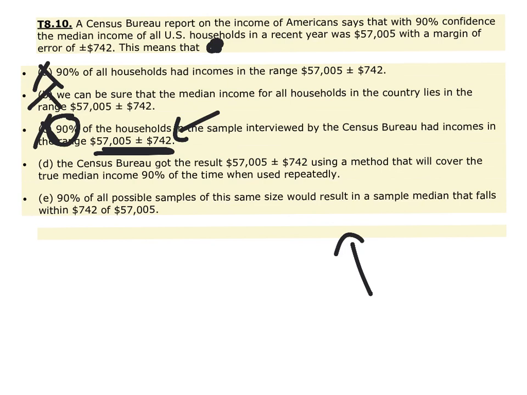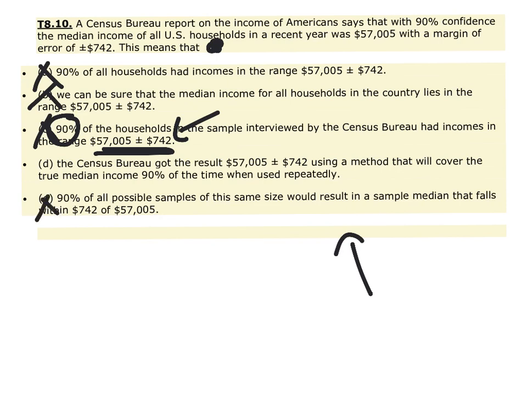Let's look at E. 90% of all possible samples of this size would result in the same median that falls within this range. Again, it's not this. This is the range of one particular sample. What are the odds we're going to get another sample like that? Probably very unlikely. So this is just not the definition of it.